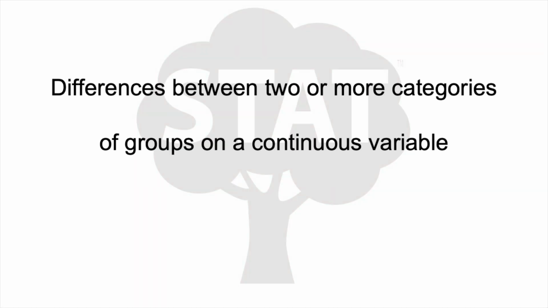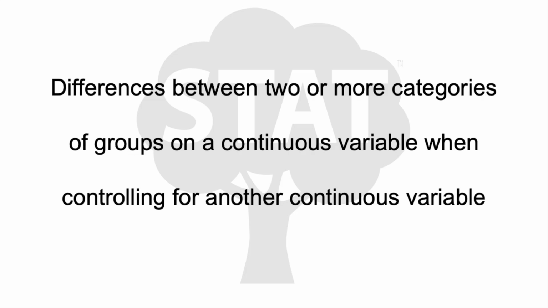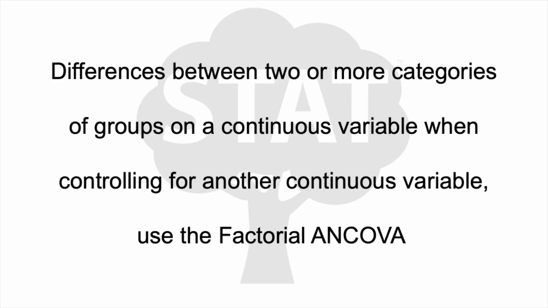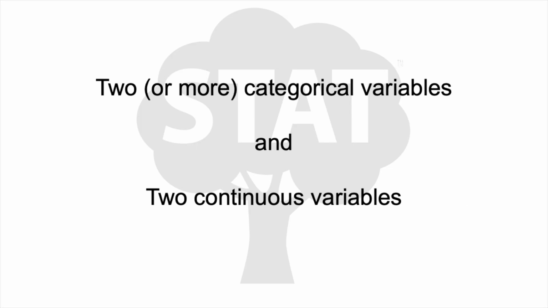To test whether there are differences between two or more categories on a continuous variable with a covariate independent continuous variable, the Factorial ANCOVA would be appropriate. You will need two categorical variables and two continuous variables in order to run this test.